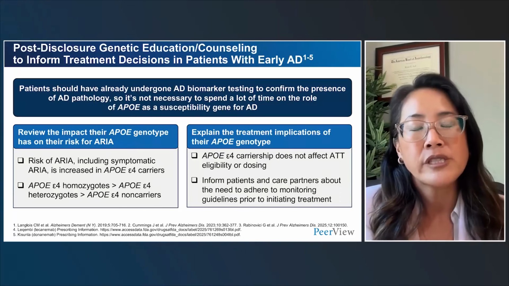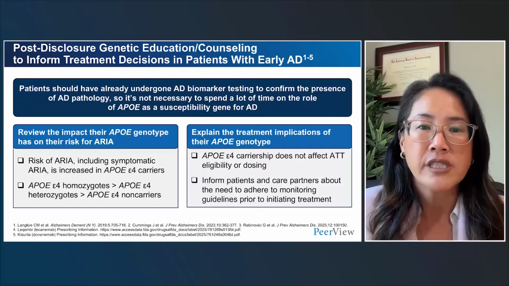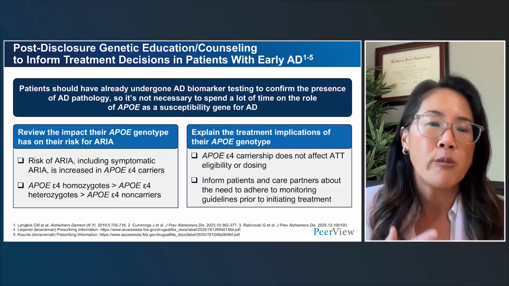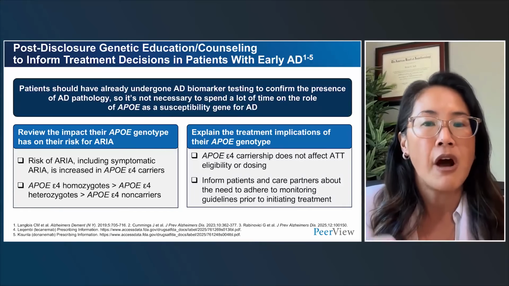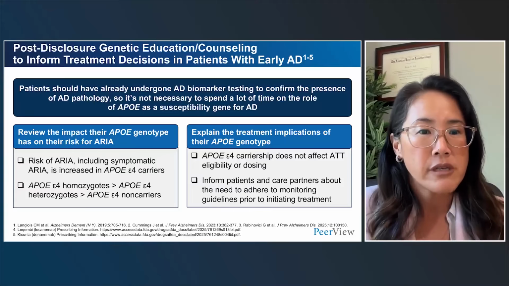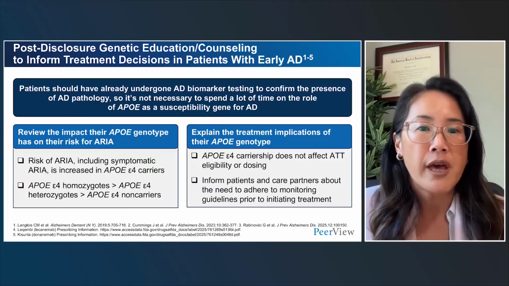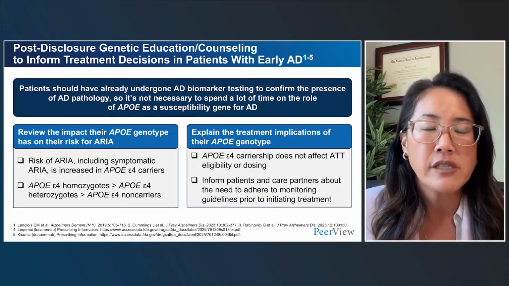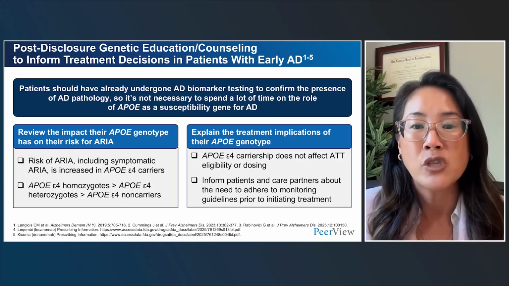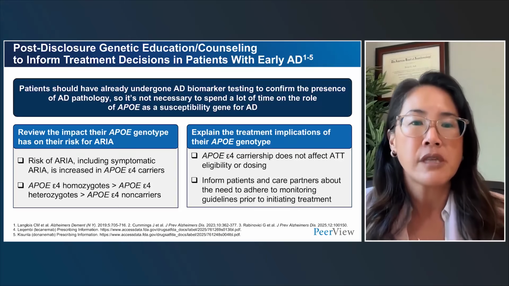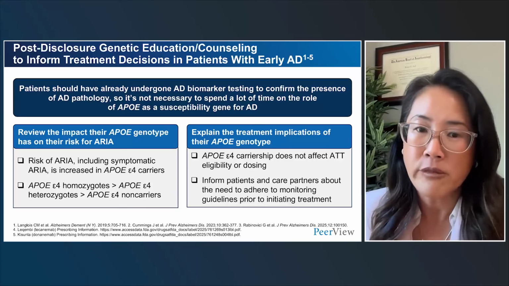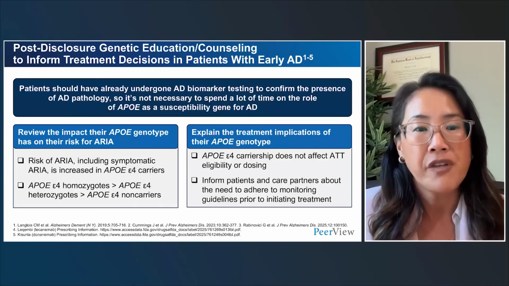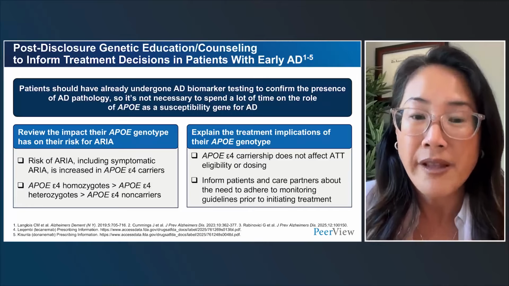So we know that both symptomatic and asymptomatic ARIA risk is increased in APOE4 carriers, and it's a gene dose effect such that the homozygotes have the most risk and the non-carriers have the least risk. And we want to make sure that knowing these results usually does not affect the amyloid targeting eligibility or dosing. And I say usually because there are some centers that don't treat APOE4 homozygotes, but a lot of centers do. And the genotyping does not affect the dosing and does not affect the monitoring, actually.